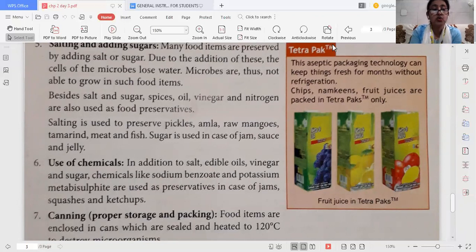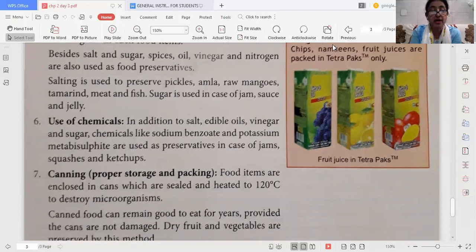After this, the use of chemicals. There are a few chemicals which are also used as food preservatives. Like in addition to salt and edible oils, there are a few chemicals like sodium benzoate and potassium metabisulfite, which are used as preservatives in case of jams, squashes, and ketchups. Again, I'm repeating, sodium benzoate and potassium metabisulfite are the chemicals which are used as preservatives.